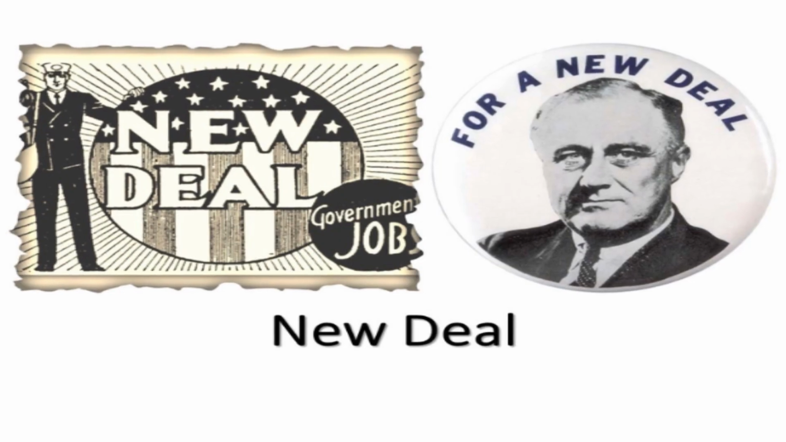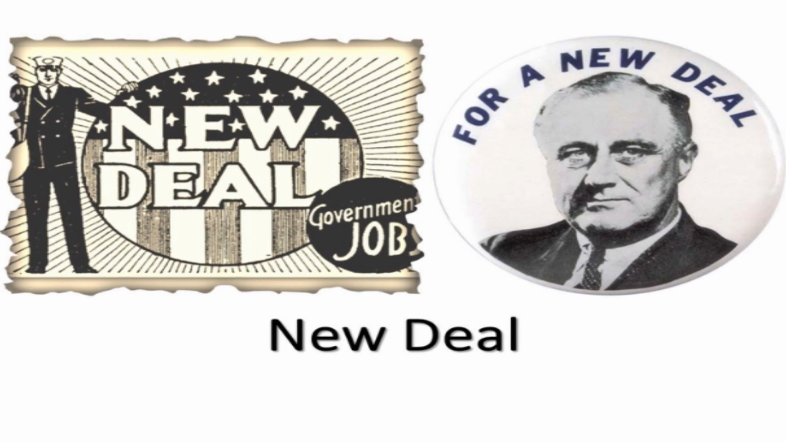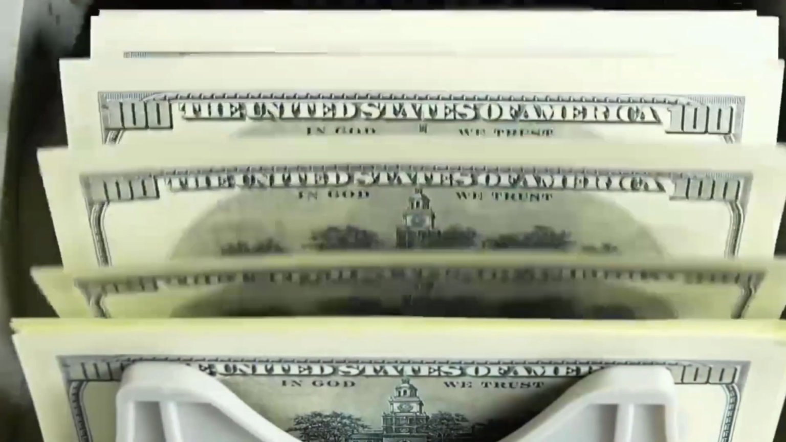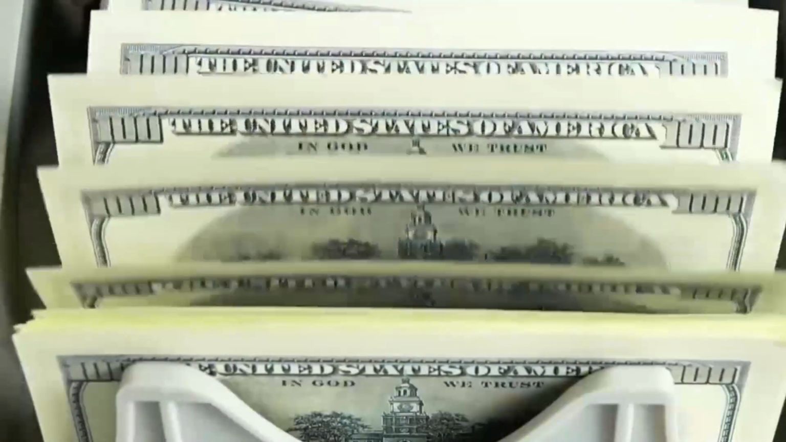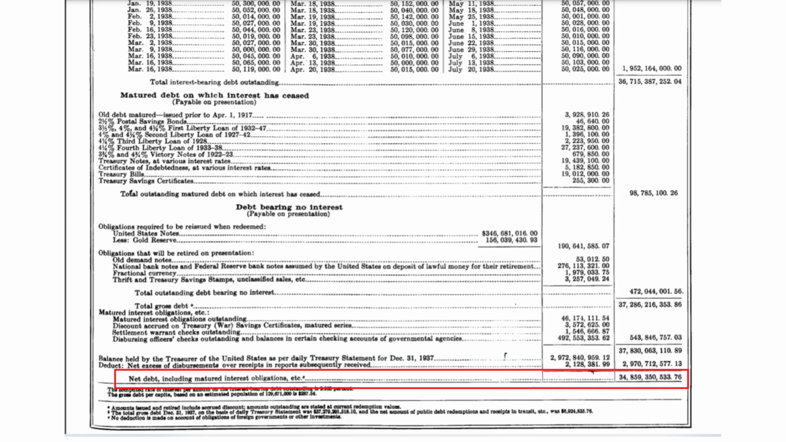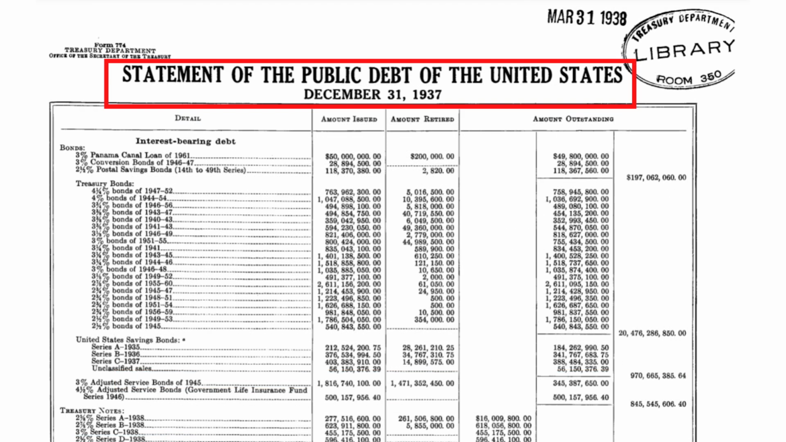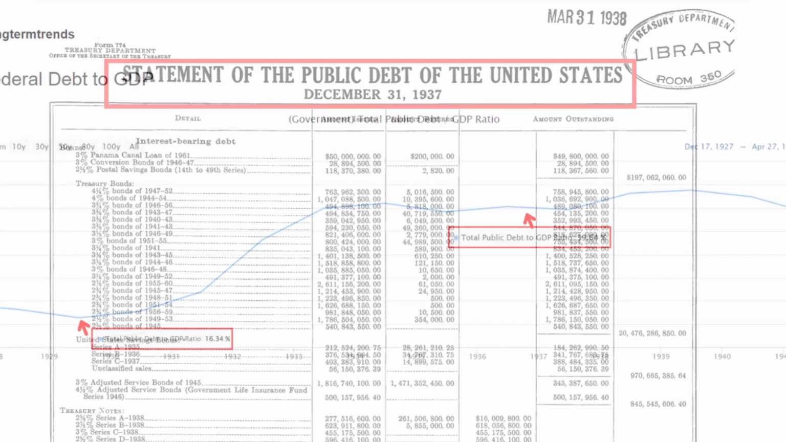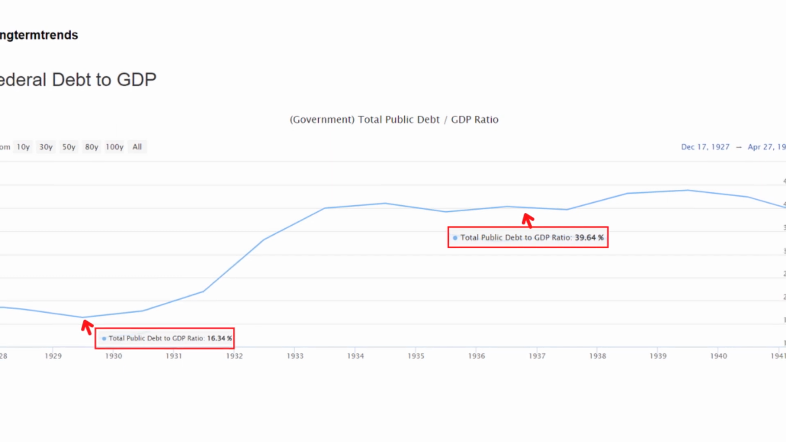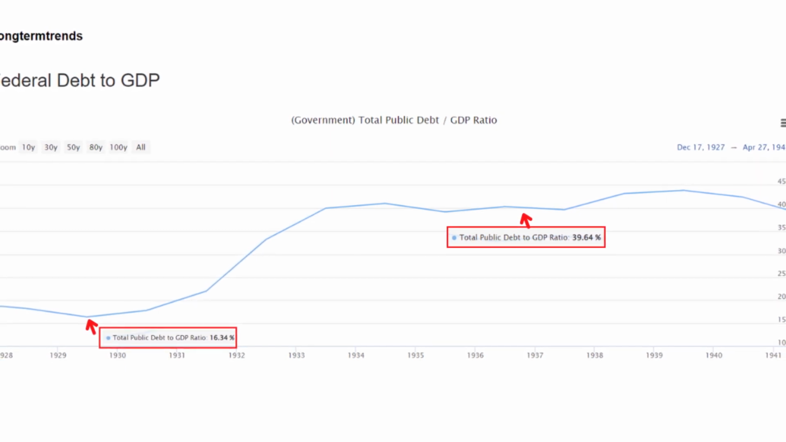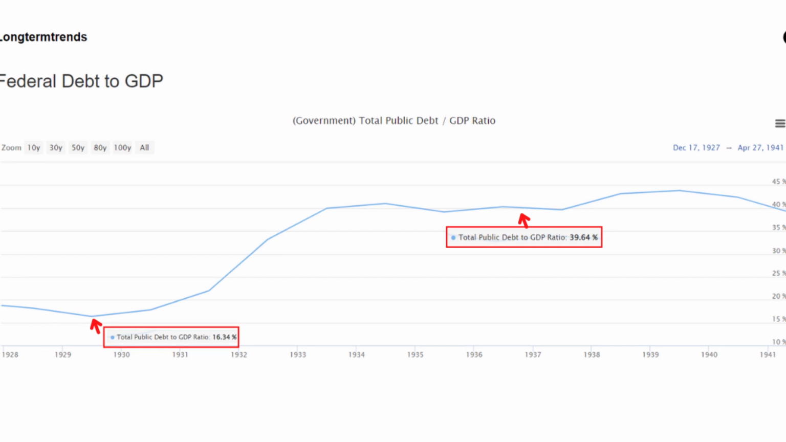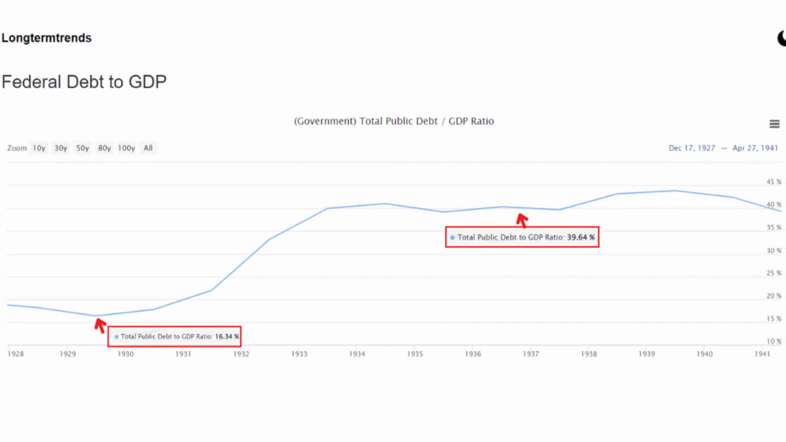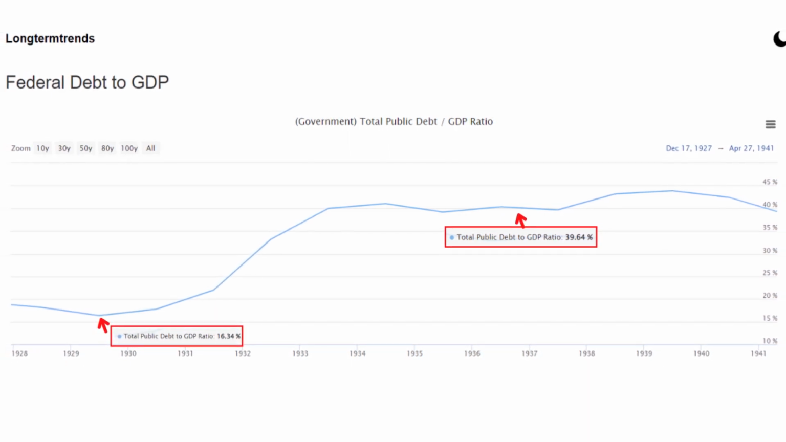The program lasted until 1937 and was responsible for the largest public effort and expenditure up to that time, taking the American public debt from 16 billion US dollars in 1929 to approximately 35 billion US dollars in 1937. Debt to GDP would rise from 16.34% in 1929 to 39.64% in 1937, more than doubling. This was then the second event responsible for the increase in the American public debt.